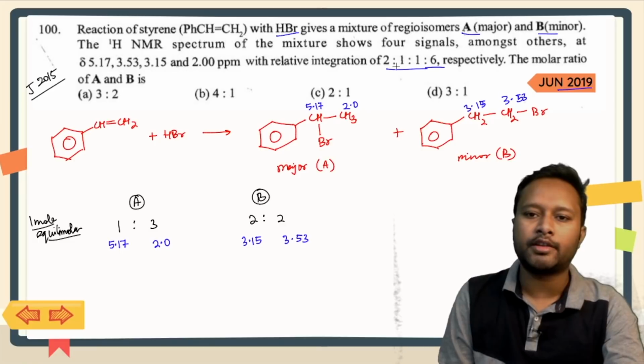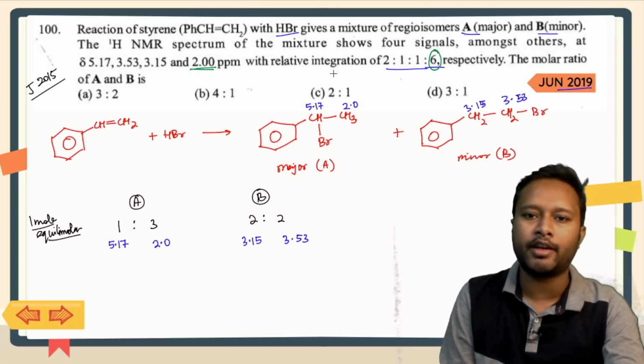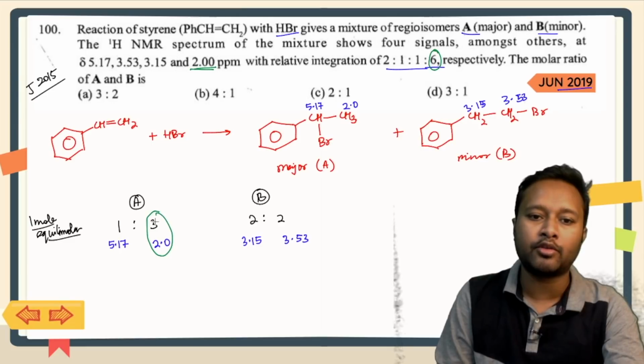Now you see in the intensity ratio, this 6 you are getting for this 2 ppm, right, because these are relative integrations given to you. So 2 ppm means they are talking about this chemical shift, so you have to make it 6 times. How can you make it 6 times? By multiplying this whole thing with 2, right.